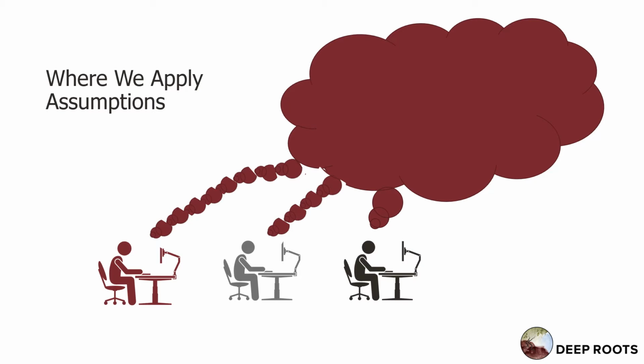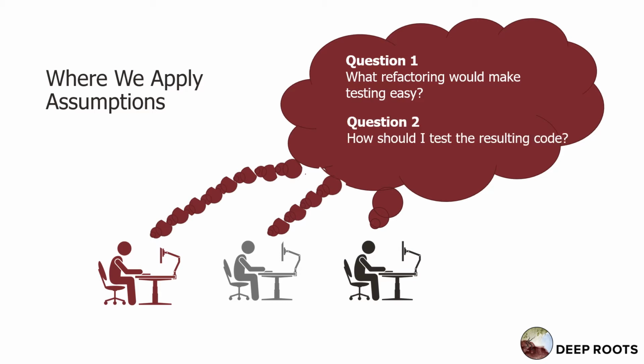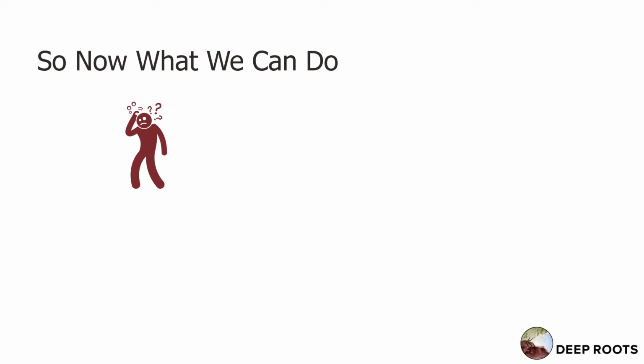To understand this measure, let's look at where we apply our assumptions, which is every time a developer writes a test. When testing, developers apply their assumptions when they answer two fundamental questions. First, what exact changes should I make to my code to make it easy to test? And then second, how should I test the resulting code? Every developer asks and answers those questions. The difference between developers is the quality of their answers. Our test effectiveness measure guides you to high quality answers.